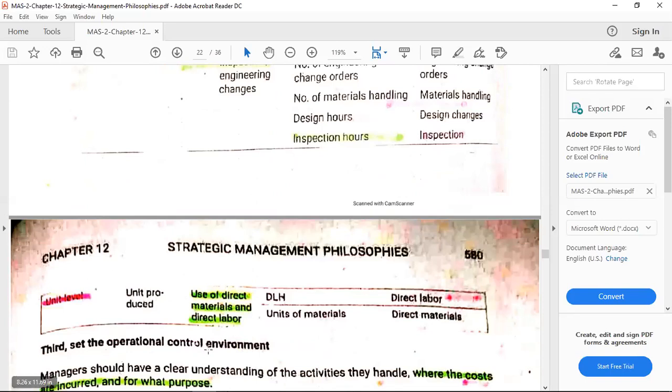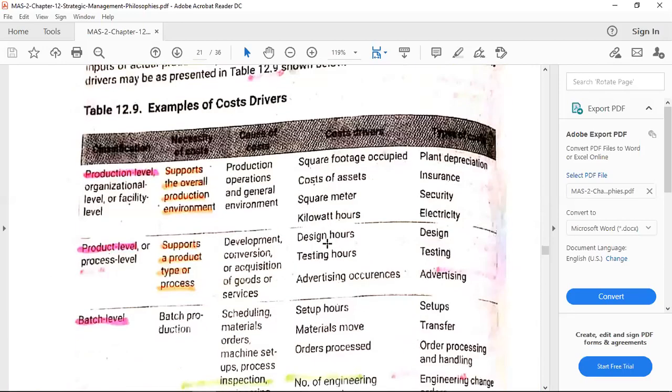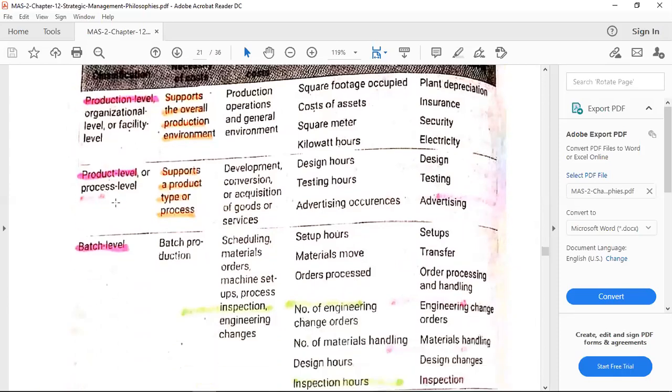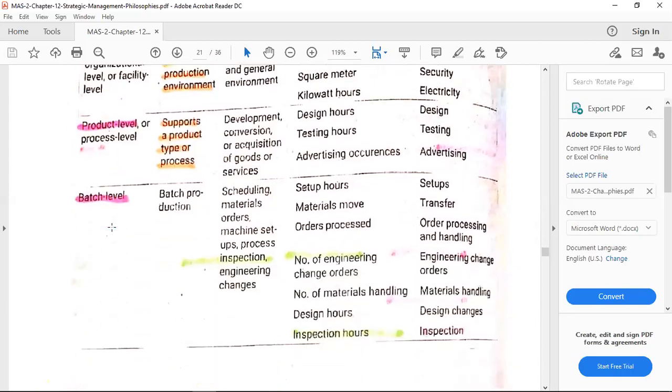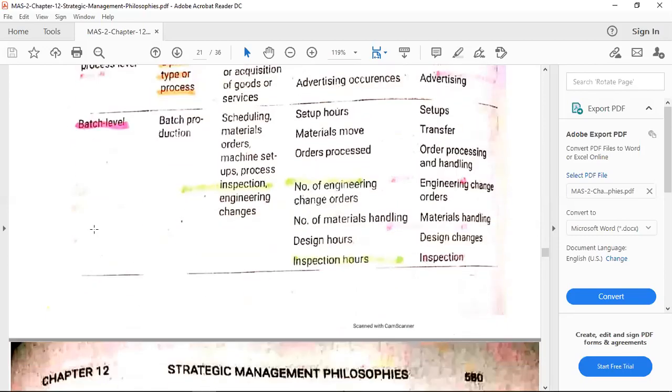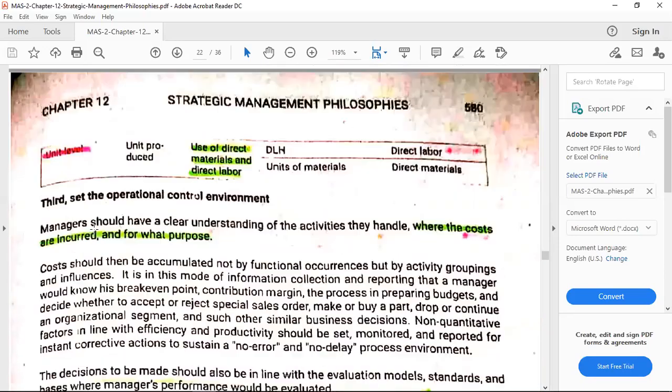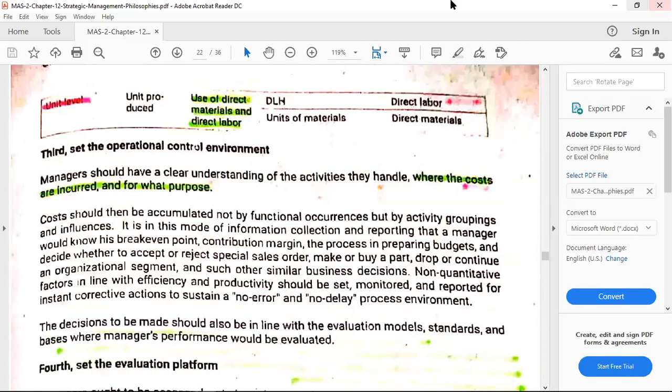All right, so if it is now the unit level, that's the time that we can make use of units of materials or direct labor hours. So we can see here the different levels of the company, starting from production or organization, the product or process, the batch, and the unit. PPBU, that's the acronym. After that, we have to set the operational control environment. So all the managers should have clear understanding of the activities they handle, then where the costs are incurred and for what purpose. So that's very important.